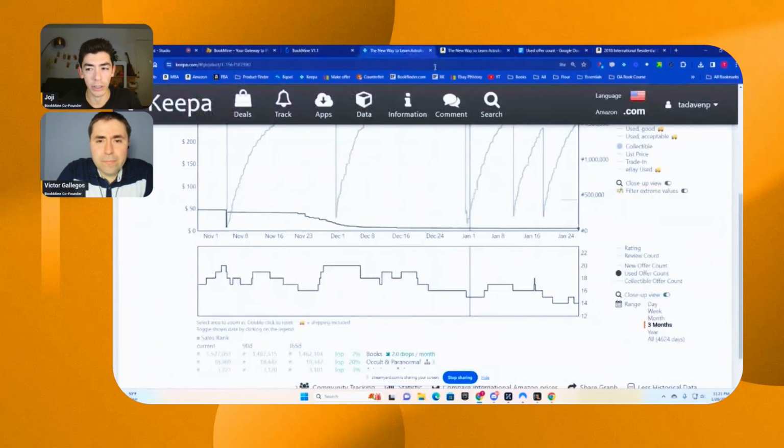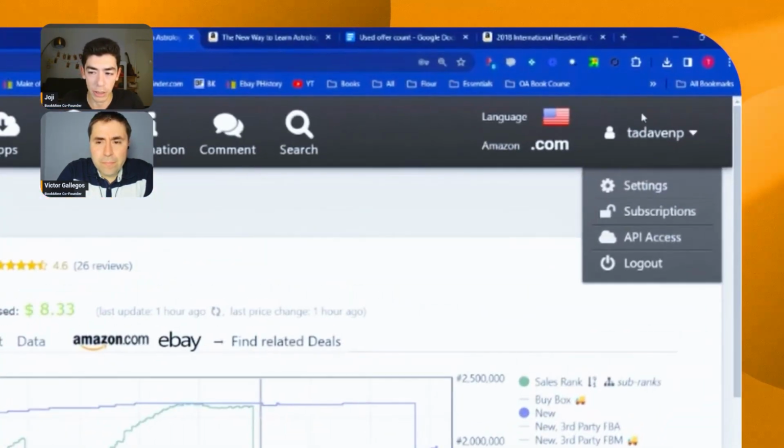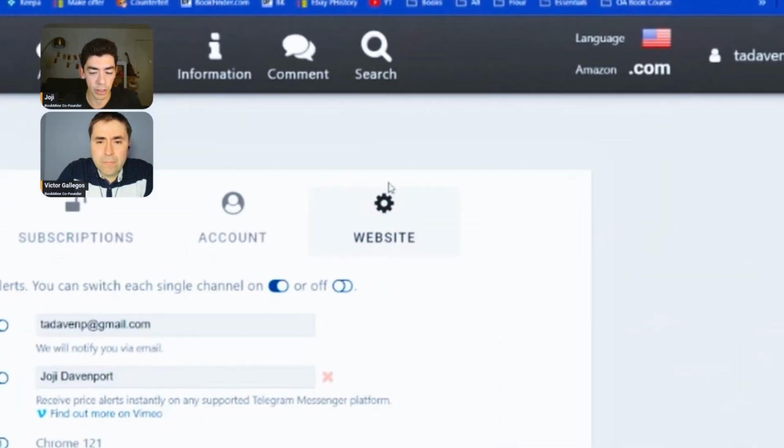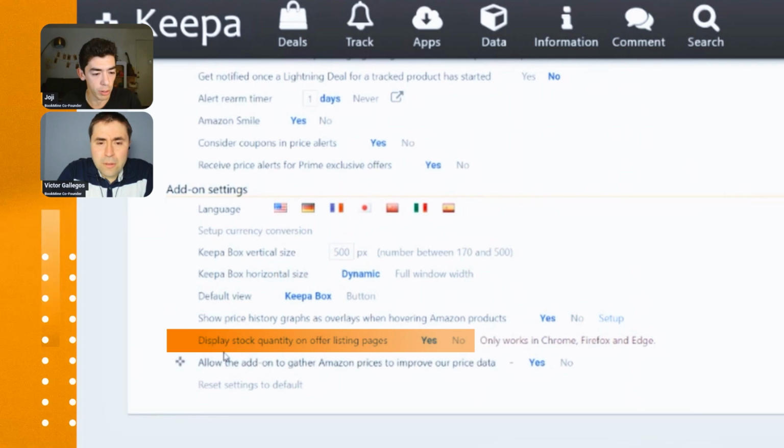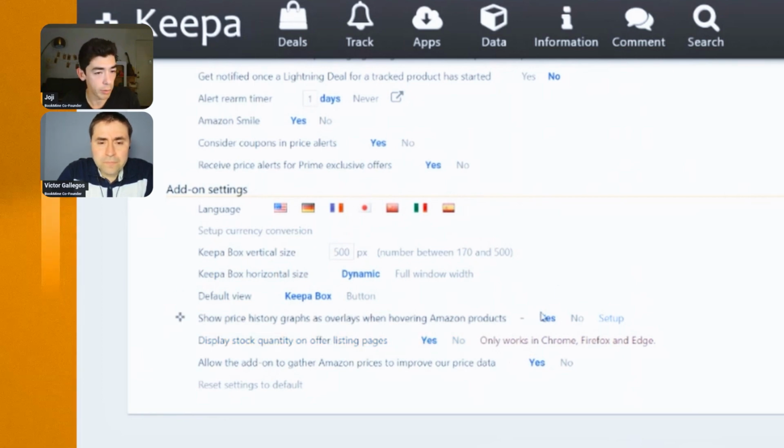How do you get that? Well, essentially what you'll need to do when you're on your Keepa account is come to the top right over here and click on your settings button. Then you're going to come over here to this website cog. You're going to scroll all the way down to the bottom and click yes to display stock quantity on offer listing pages, and refresh and you're good to go.